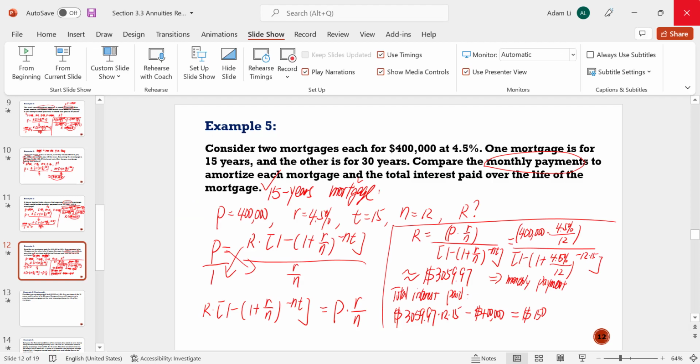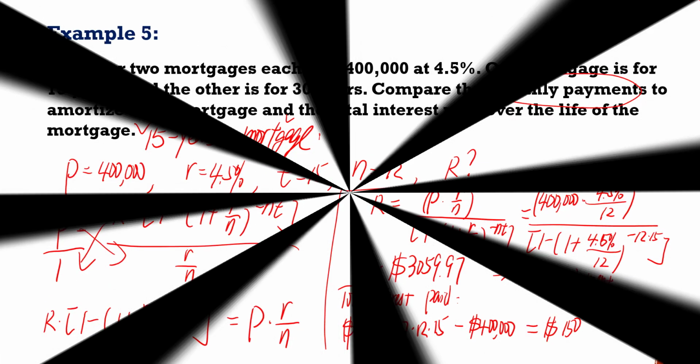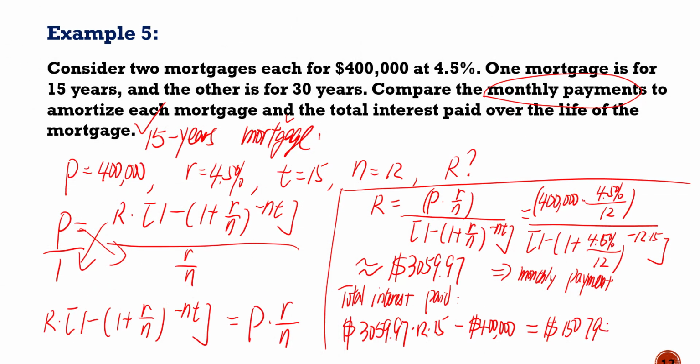$794.60. $794. So this is total interest, meaning the bank will charge you this amount of interest.